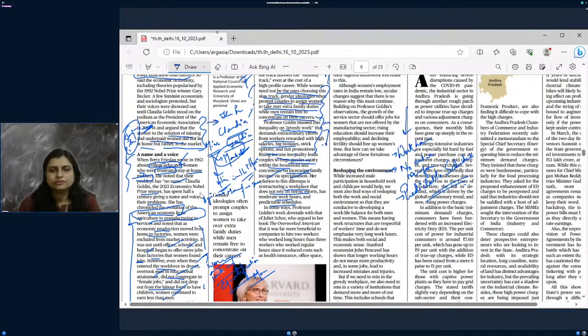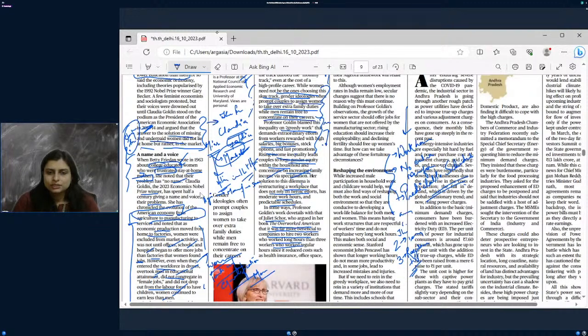In some ways, Professor Gordon's work dovetailed with that of Juliet Schor, who argued in her book, The Overworked American, that it was far more beneficial to companies to hire two workers who worked long hours than three workers who worked regular hours. So she has pointed out the argument of the book, The Overworked American, and talked about how it is beneficial to hire two workers for long working hours as compared to three workers working for regular time.